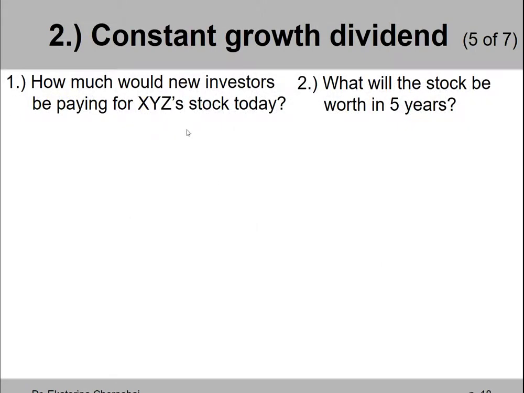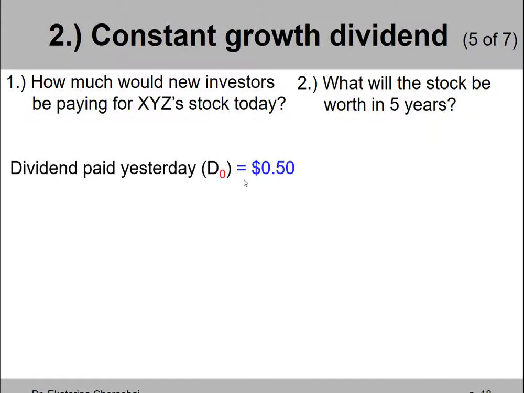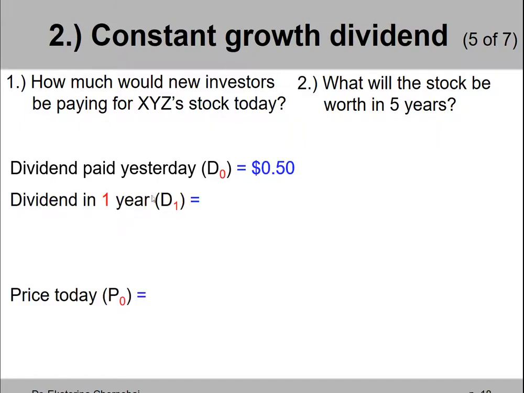Okay, so let's answer the first question first. How much would new investors be paying for XYZ stock today? We know that the dividend that has just been paid is 50 cents, right? It is given. To find the stock price today, we need to use dividend in 1 year in the numerator and divide it by R minus G, right? That's the present value of a growing perpetuity formula.